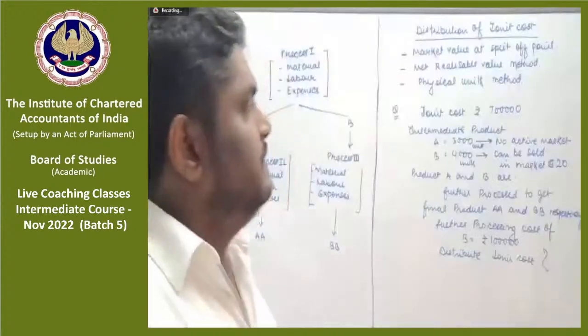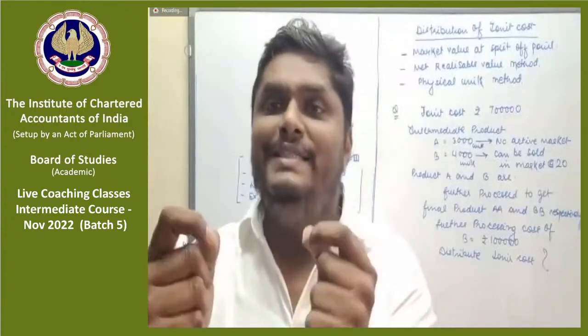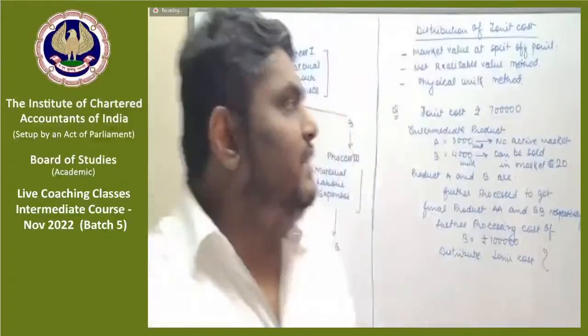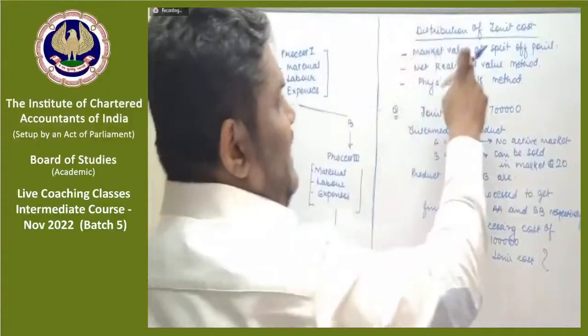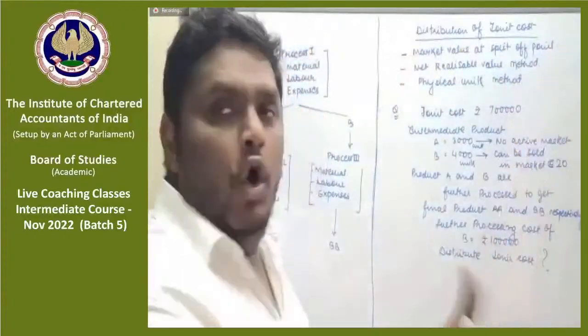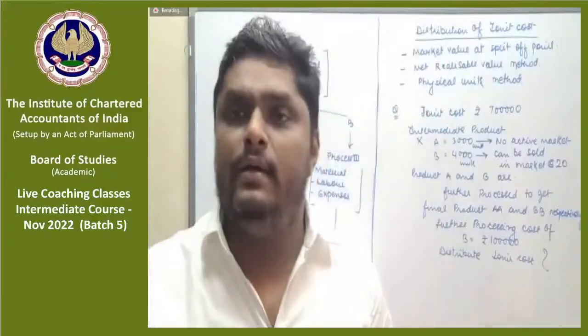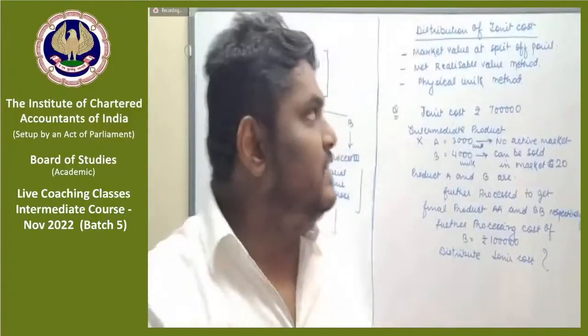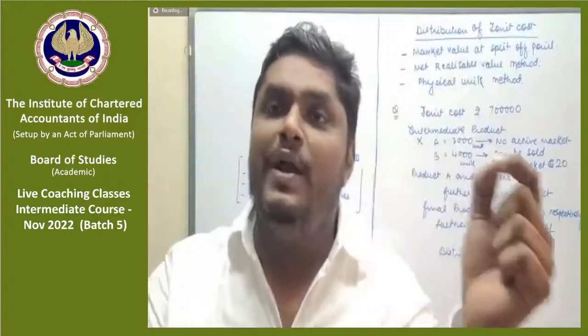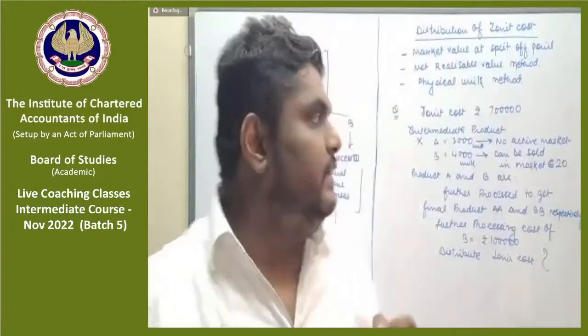Now guys, let's check, can we apply the first method in this question, that is market value at split off point? No, because product A cannot be sold in the market. So we cannot apply this first method. Why? Because product A cannot be sold in the market.